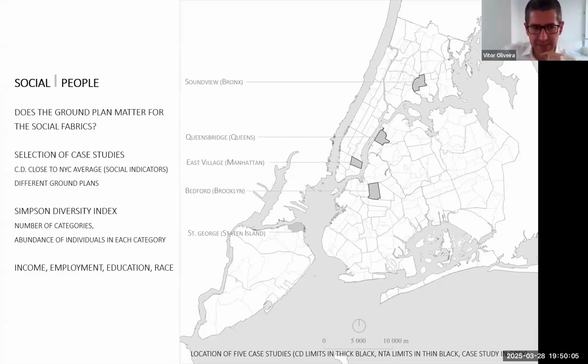How were these case studies selected? I tried to analyze areas that were not extreme situations. So I'm not picking a very poor case in the Bronx and a very rich case in Manhattan. I tried that all these would be close to the city average in terms of the social indicators that we are addressing, which are income, employment, education, and race.